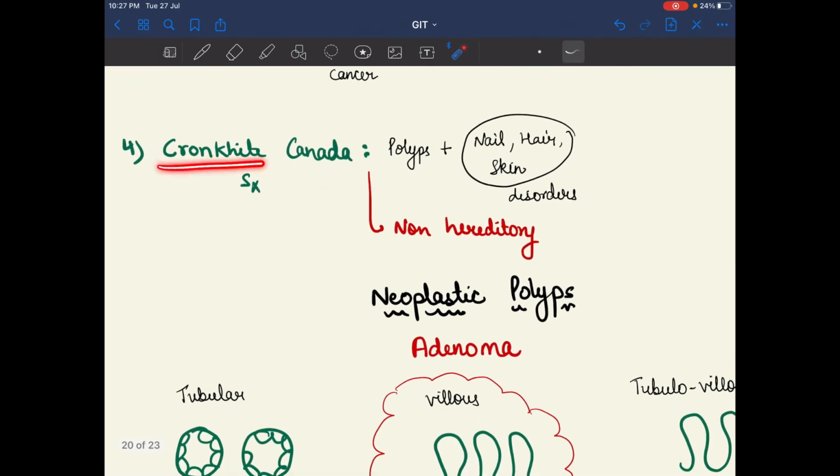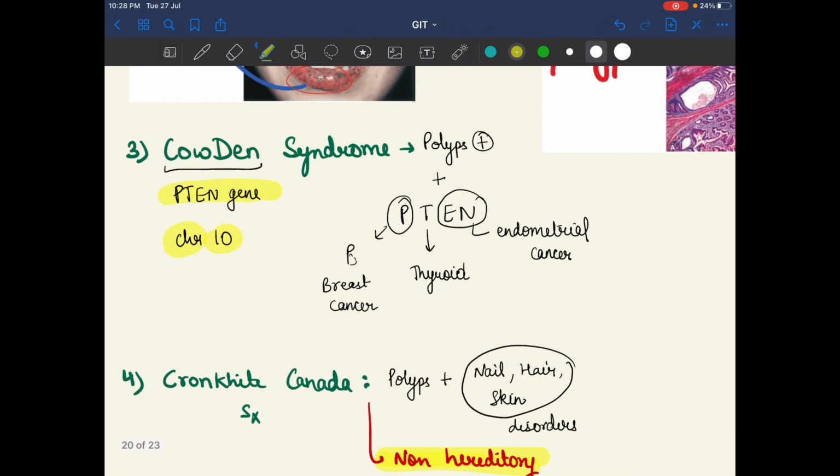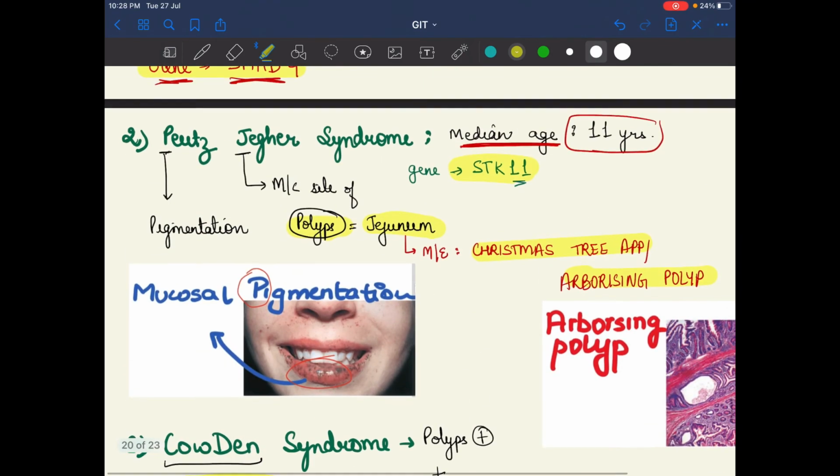After Cowden syndrome, we have to study Cronkhite-Canada syndrome. In Cronkhite-Canada syndrome, we have polyps plus nail, hair, or skin disorders, and it is a non-hereditary disorder. Cronkhite-Canada syndrome means nail, hair, skin disorder with polyps. And in Cowden, polyps plus PTEN is there.